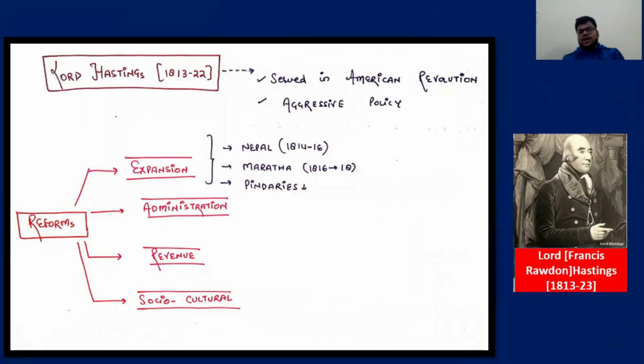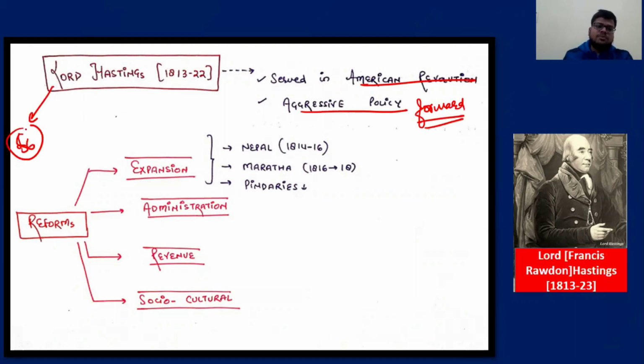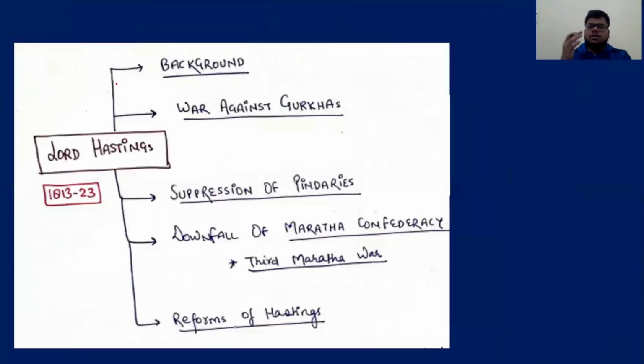Now comes the time of Lord Hastings. Now he is not Baron Hastings, he is Lord Hastings. Lord Hastings served in the American Revolution. He followed a very aggressive forward policy. We discussed that when we were discussing the Maratha times in our lecture session 6. His reforms can be seen in territorial expansion, some administration, some reforms, and some socio-cultural steps taken in his time. This is the overall arc of Lord Hastings.